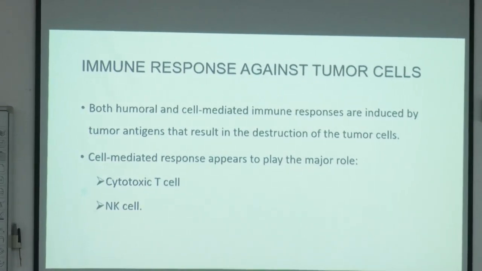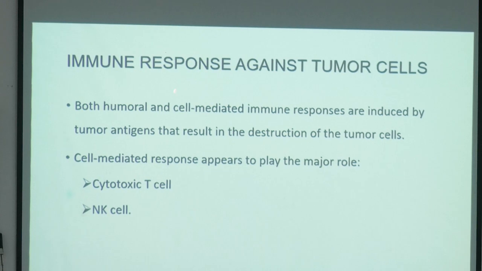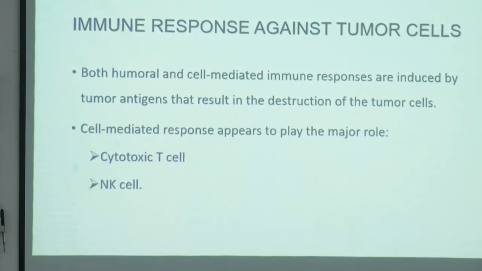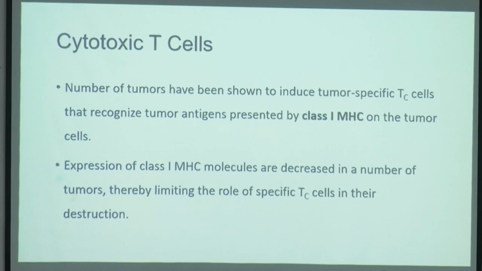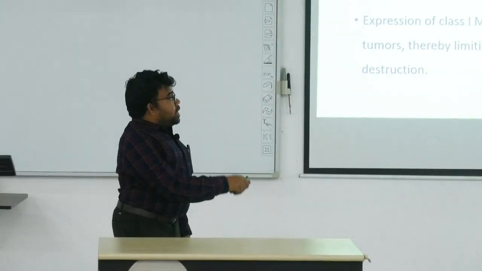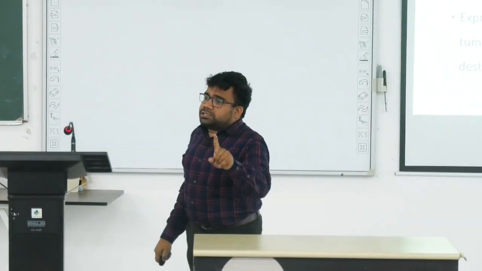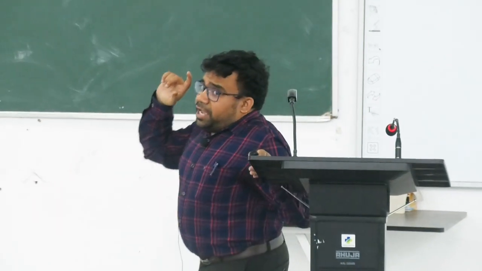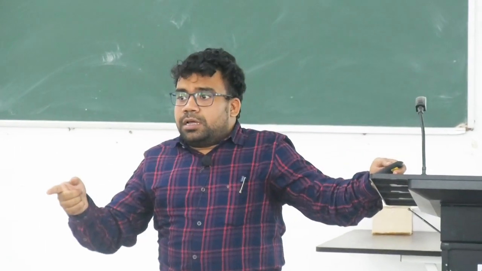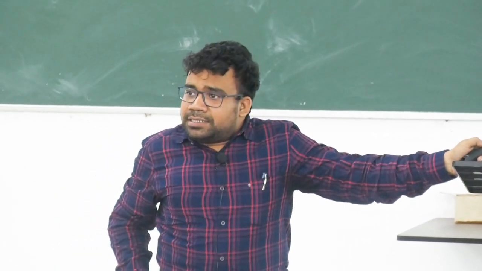Now, the immune response to tumor cells will be mediated either by humoral or cell mediated immunity, both antibody mediated and cell mediated. Cell mediated is very important, mainly by cytotoxic T cells and natural killer cells. Cytotoxic T cells, again MHC class 1. I have already told you all nucleated cells will express MHC class 1. But in case of malignant cells, the expression of MHC class 1 will be altered. Now, cytotoxic T cells will get activated on these cells and they will cause direct cell death, cell lysis.